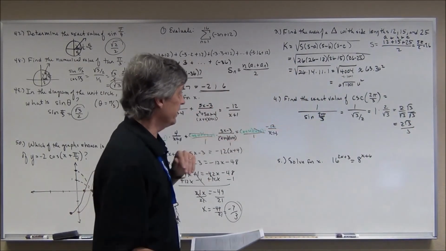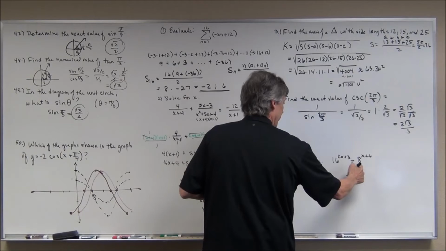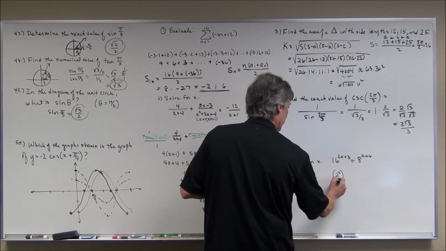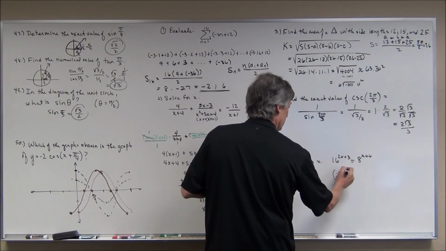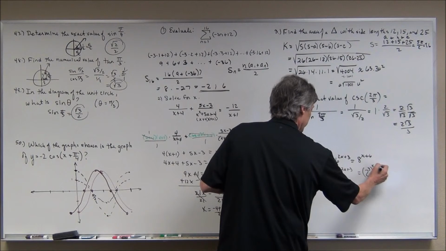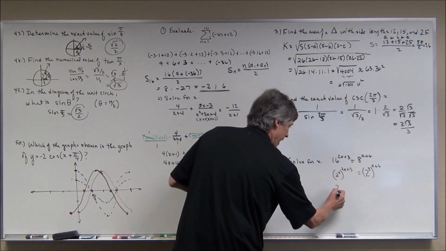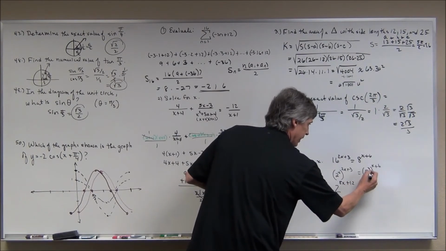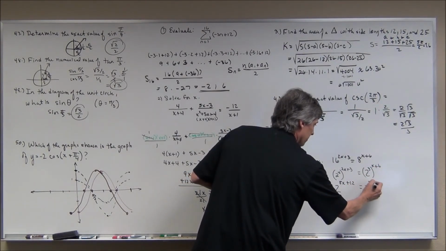And last but not least, I can match the bases. 16 is a power of 2, 8 is a power of 2. This is 2 to the 4th, 2 times 2 times 2 times 2, 16, to the 2x plus 3. This is 2 to the 3rd, to the x plus 6. You have a power raised to a power, so you can multiply the exponents. That's 8x plus 12, and that's 2 to the 3x plus 18.